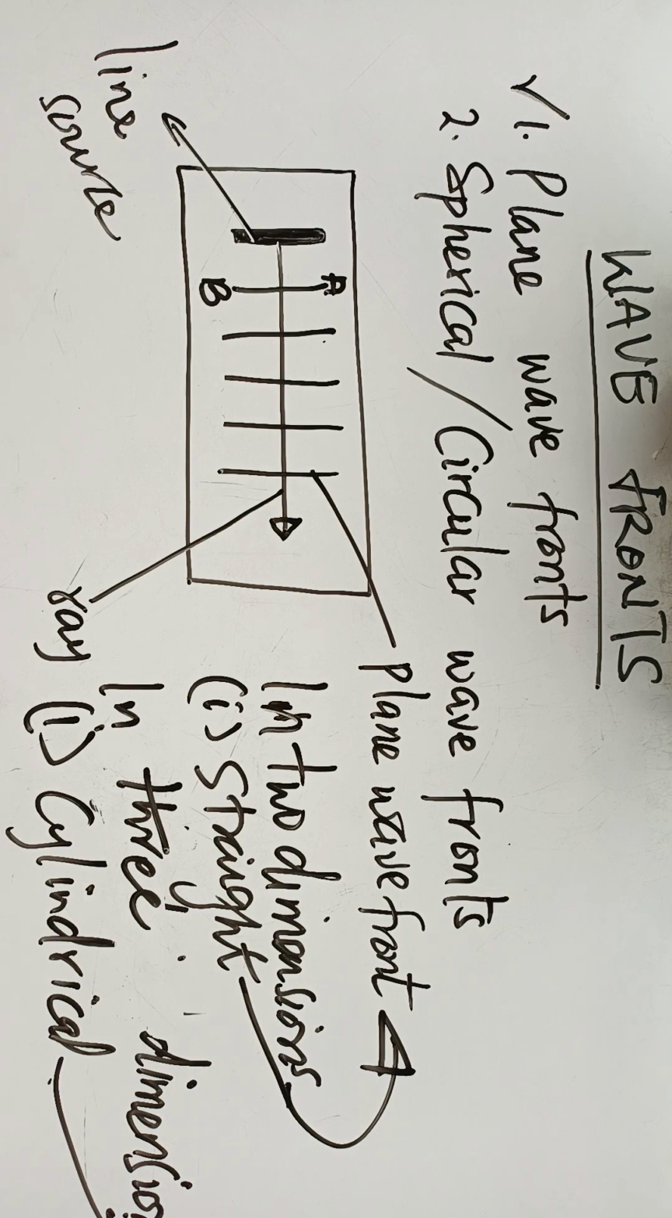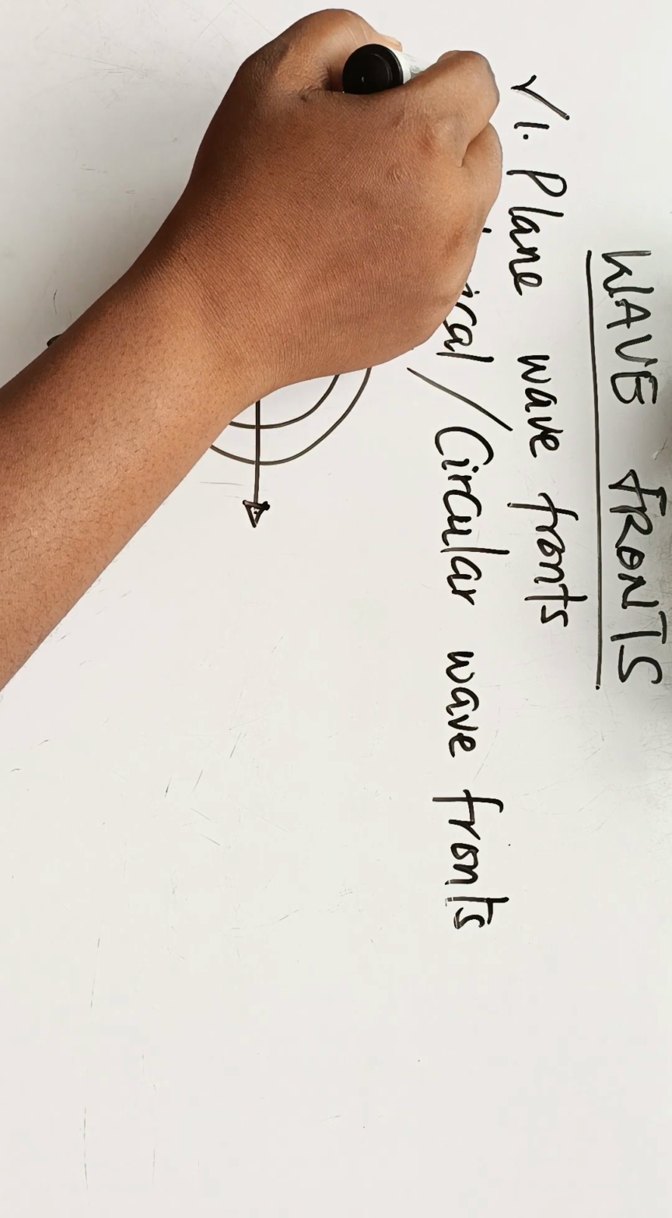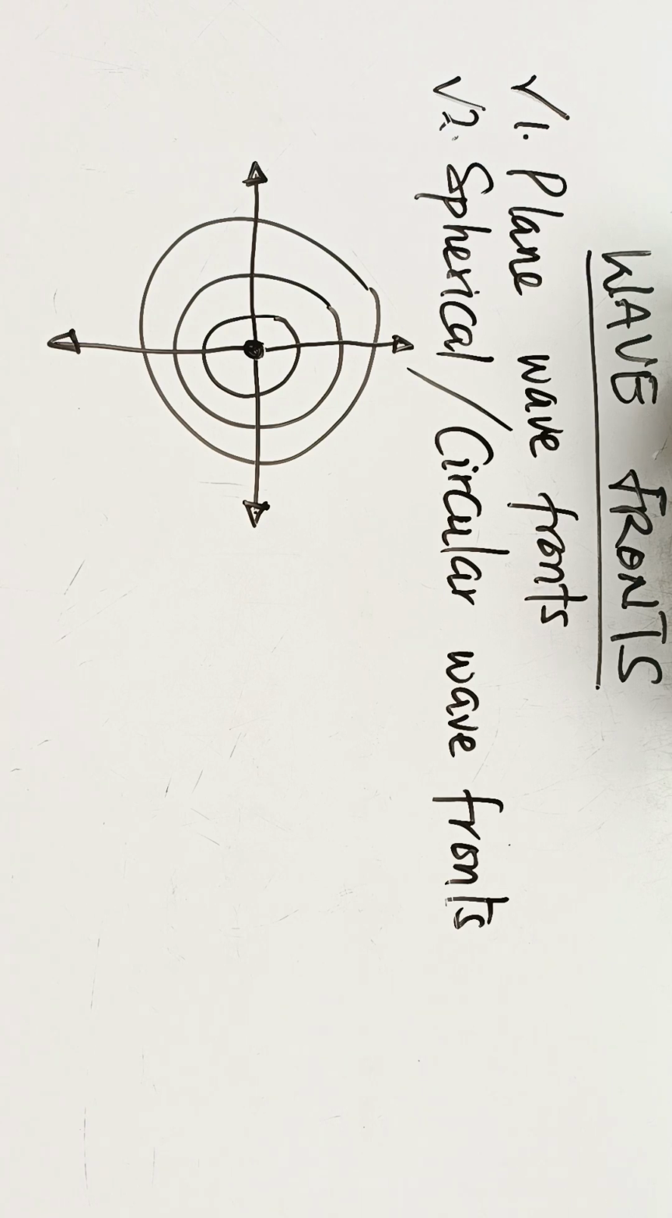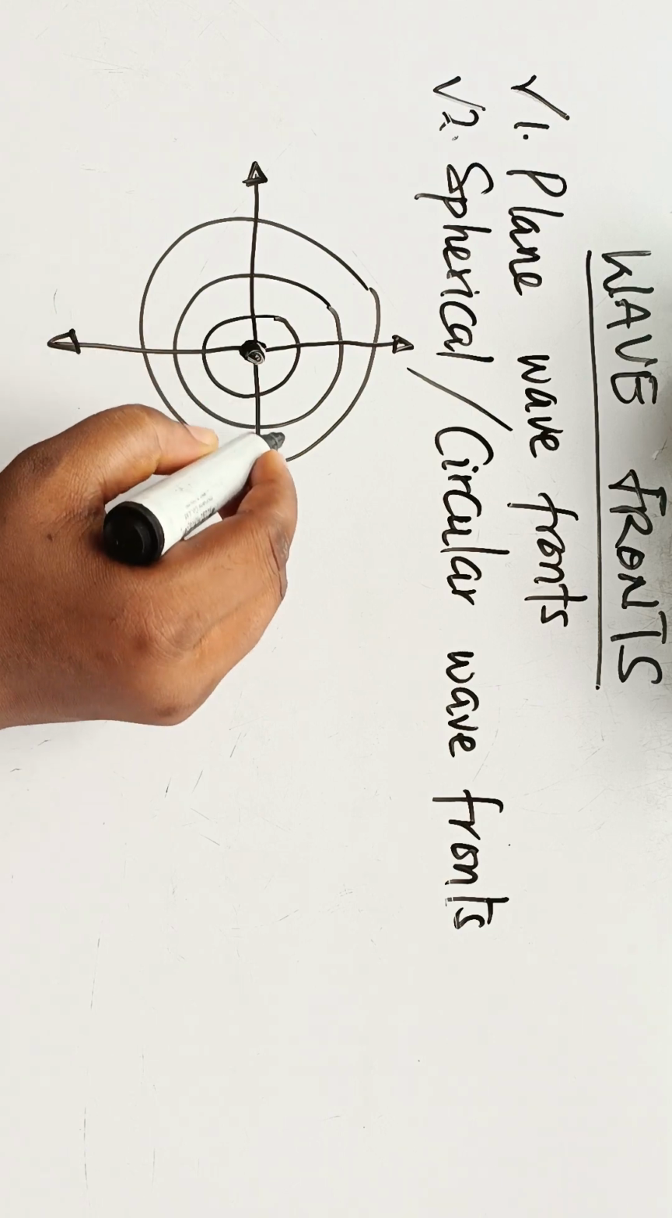And this line AB, as we are seeing as the plane wavefront, is also parallel to each other. Right, now let us consider the spherical or circular wavefront. So say we have a point source. So here we have a point, and that point here is our point source.